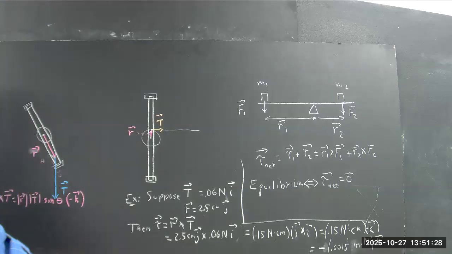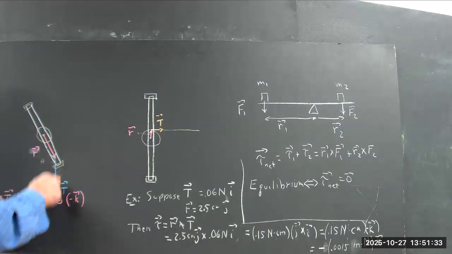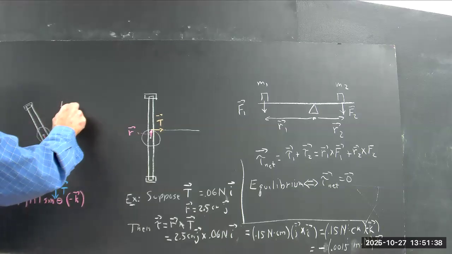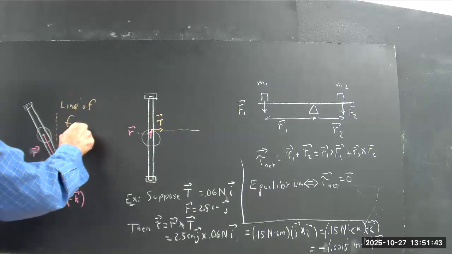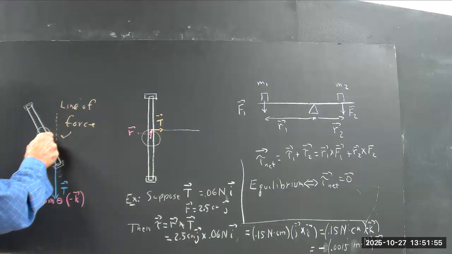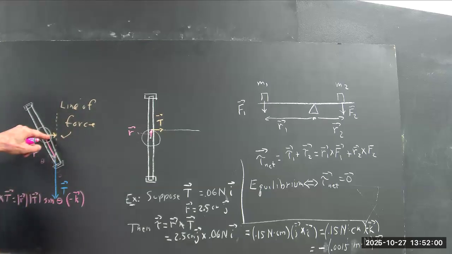Quickly, there's one more way to do this. I know we're out of time. If you got to go, just walk out. But the extension is here. Here's your line of force. If you go from here straight over to the line of force, you've got this vector.